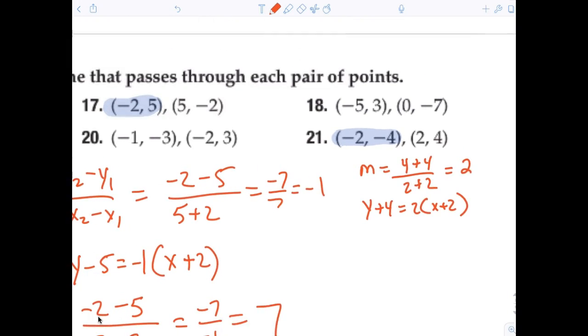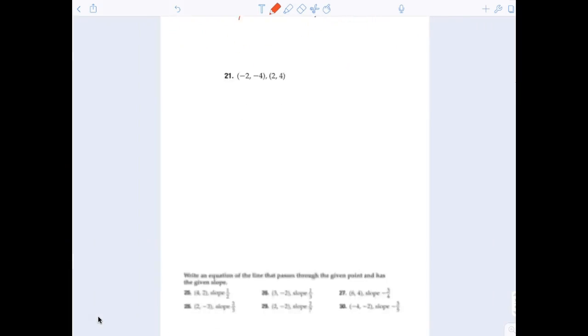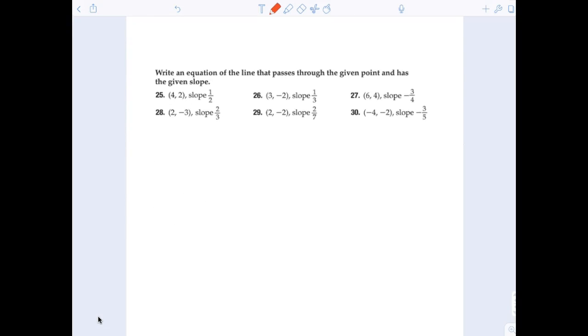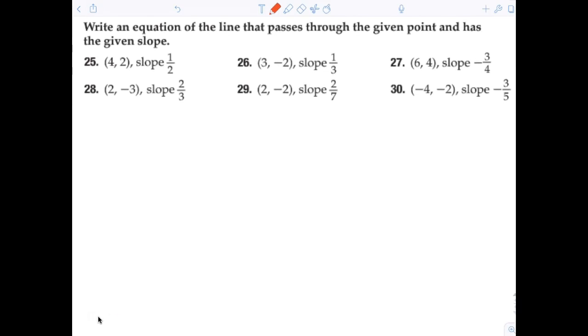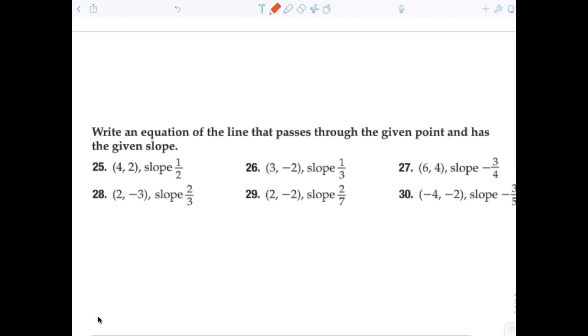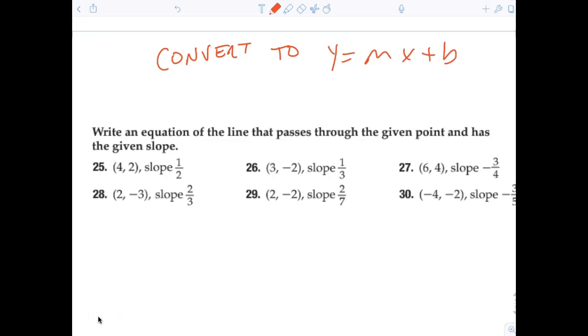Yes. All right, so now I'm going to jump down here, and we're doing 25, 27, and 29. However, I'm changing the directions on number 25. On these problems down here, convert to y equals mx plus b. Everybody has to convert to y equals mx plus b. It's not a difficult task. So, Colin, you're up with 25.